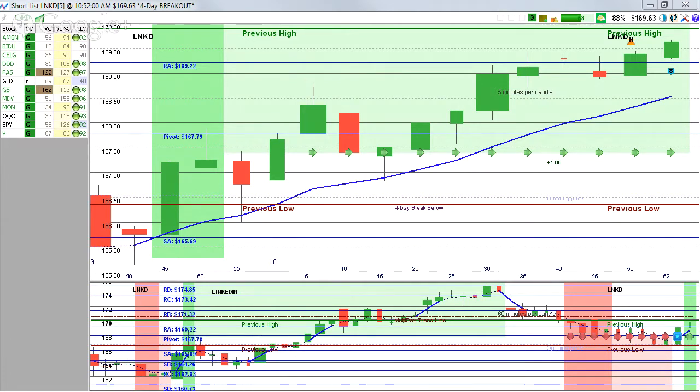Okay, so are there any other indicators you want to share? Yeah, one of my favorites, because this is just purely amazing in my book, and it's on the screen right here, is these blue lines, these blue words and lines like RA, Pivot, and SA, and there's a few others.